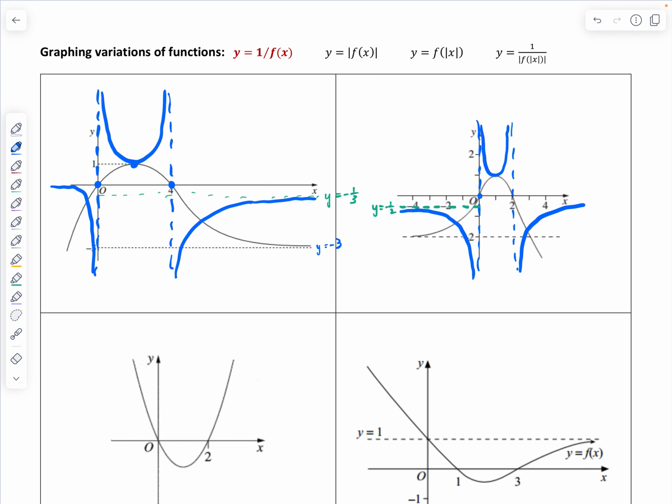Now, there's something I can do that's a bit more detailed with this part and this part. Okay, I can't do anything better with that. That's fine. But I'm going to rub these two out and just do them a little bit more detailed, right? Because -1 is an important value. So here and here are where the y values are -1. And so the reciprocal of -1 is -1. So we know that our curve goes through there.